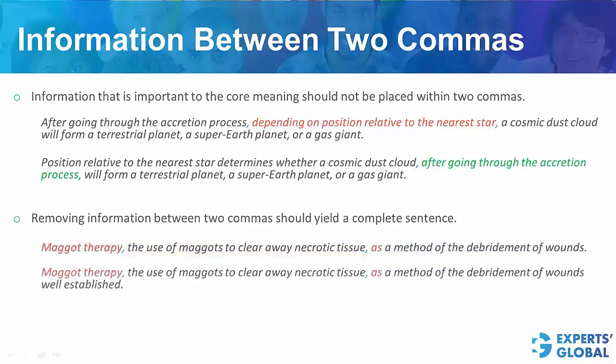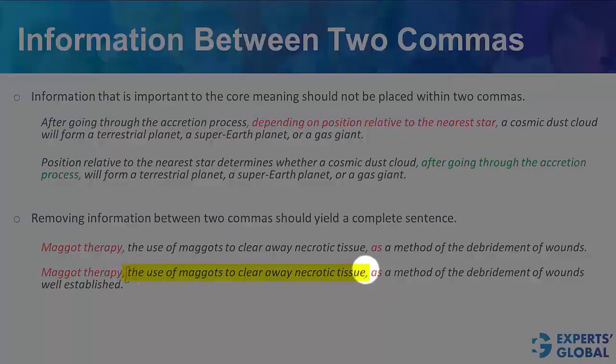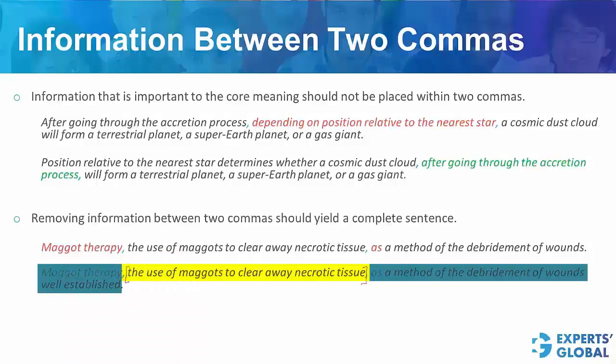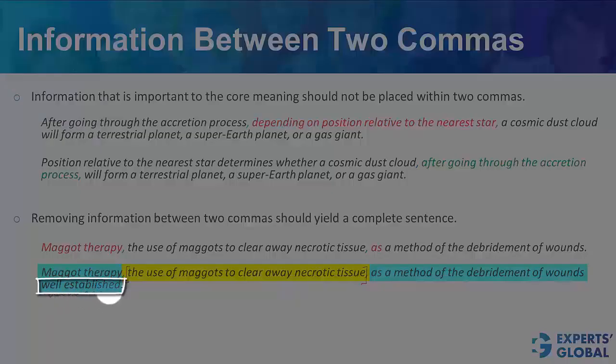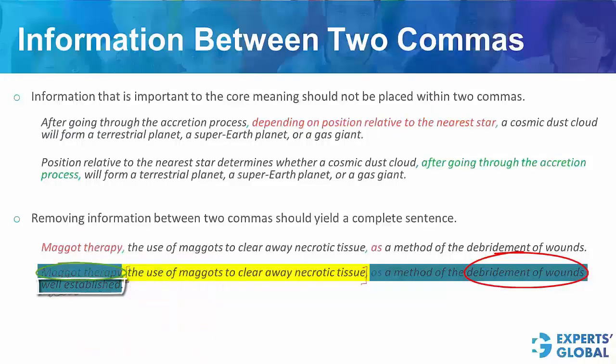Let's take one more example. Same problem here. Removing the stuff between the two commas here will lead to a sentence suggesting maggot therapy as a method of the debridement of wounds well established. Many problems with this sentence. Once again, it fails to form a complete sentence. There is no active verb here, and this well-established bit is referring to the debridement of wounds rather than the therapy. However, the main problem that we are focusing on here is that removing the information between the two commas did not lead to a complete sentence.